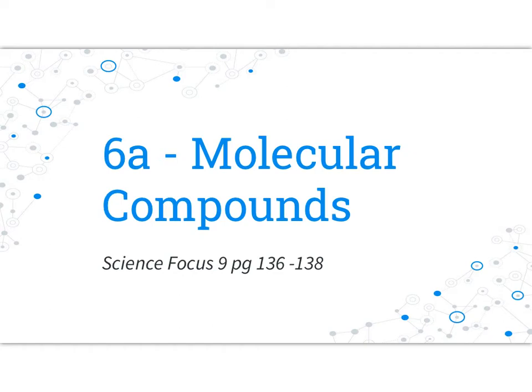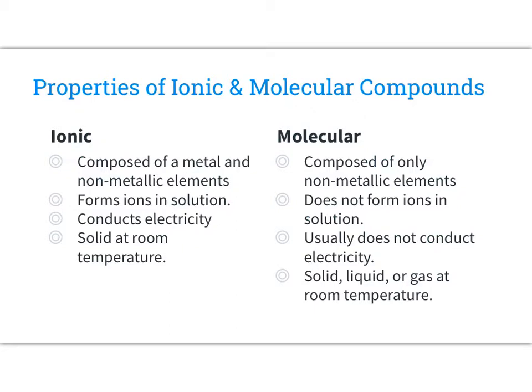Topic 6, molecular compounds. So we have two different types of compounds: ionic and molecular compounds. Ionic compounds are composed of a metal and a nonmetal. Molecular compounds are composed of only nonmetals.